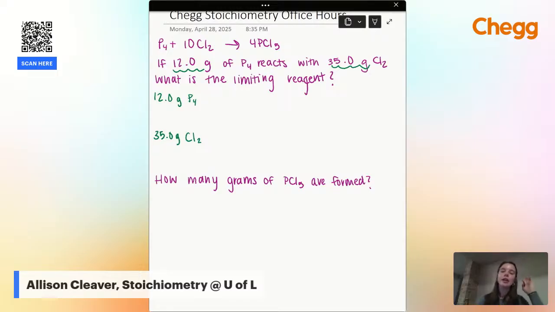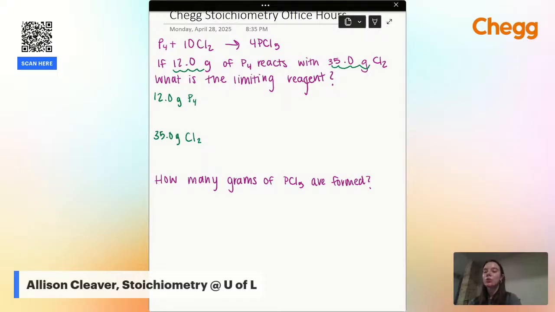Now we want to figure out what's the limiting reagent. To solve this problem, we are going to go to moles of our product. We're going to take each of these grams of reactant to moles of product to see which creates less product. Whatever creates less product is our limiting reagent, which goes hand in hand with our definition. So if you said that in the chat, you're absolutely correct.